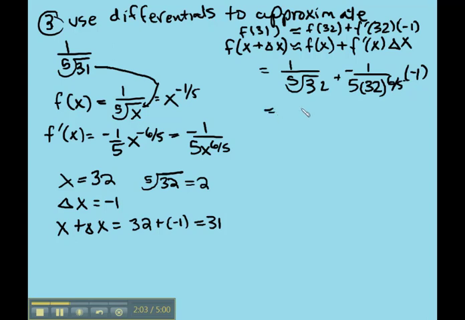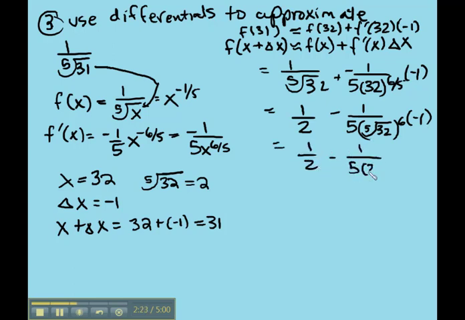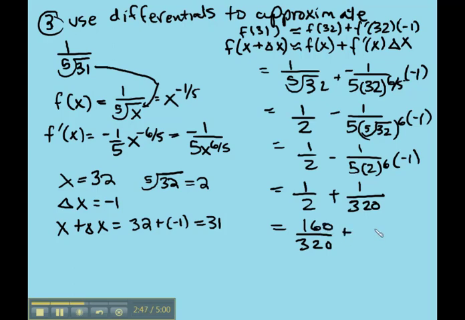Alright, so now we know the 5th root of 32 is 2, and then we have minus 1 over 5 times this is actually the 5th root of 32 to the 6th power, alright, times negative 1. And so this is a half minus 1 over 5 times 2 to the 6 times negative 1, or a half minus, let's just multiply that times the negative 1 and make that plus. And then we have 5 times 2 to the 6, which is 320. So if we find a common denominator, that is going to be 160 over 320 plus 1 out of 320, which is 161 out of 320.